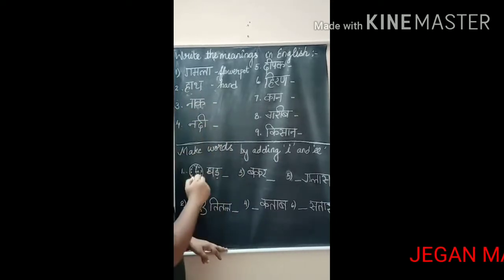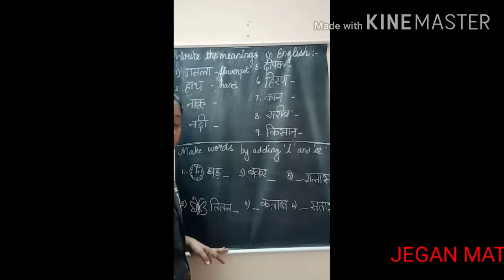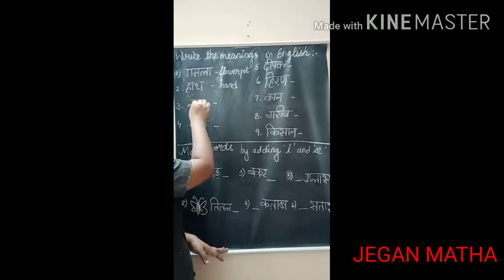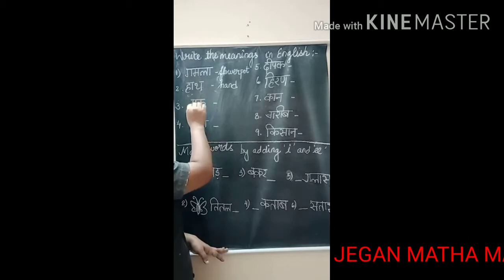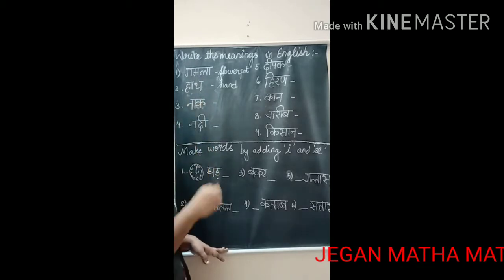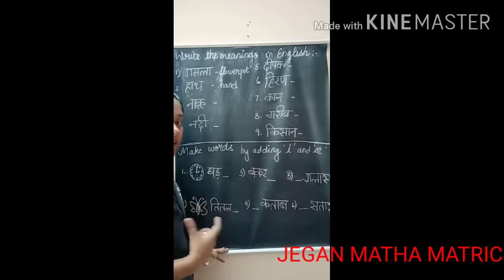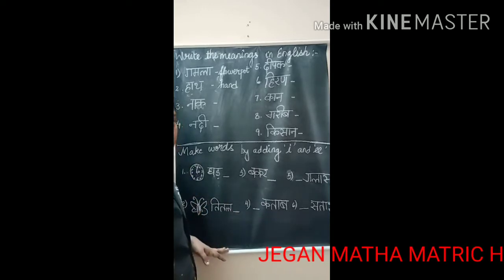Next is the third word, nak. Since the symbol of a is coming with na, I am giving a little bit of stress to the first letter: nak. Nak means nose. So I will write the word nose.